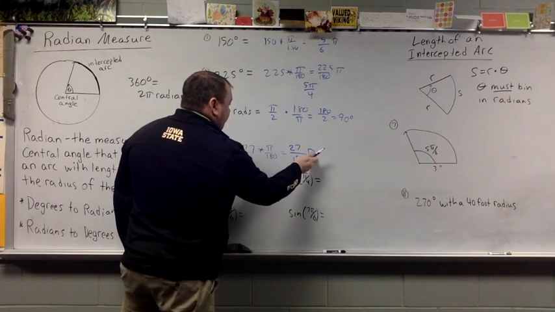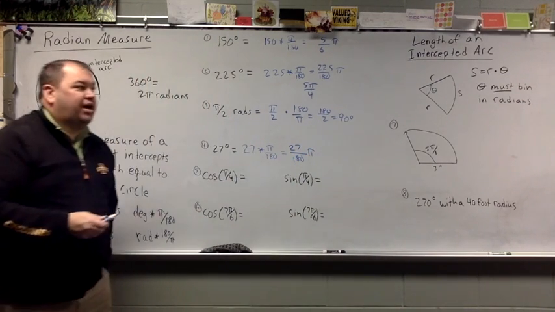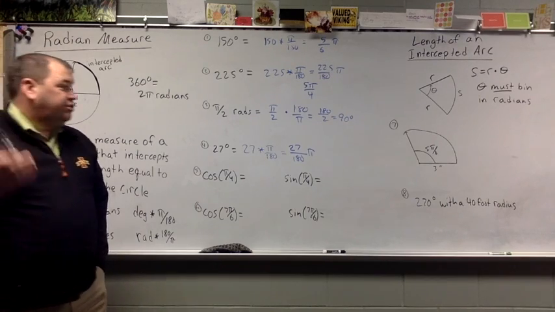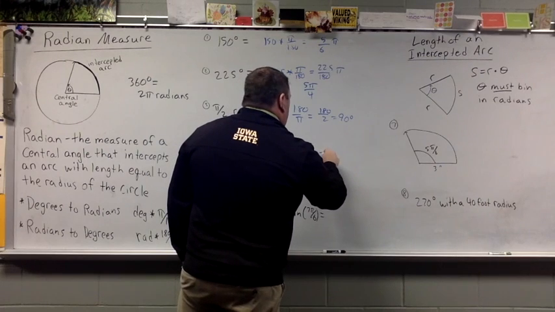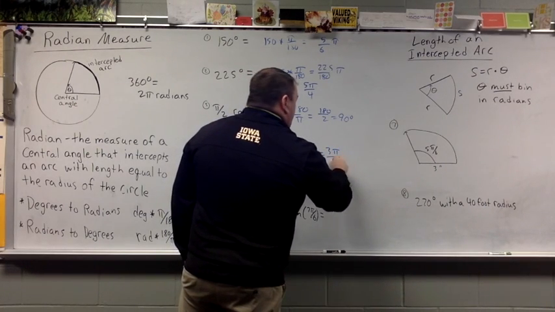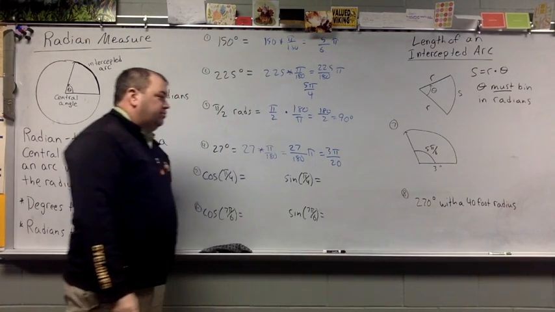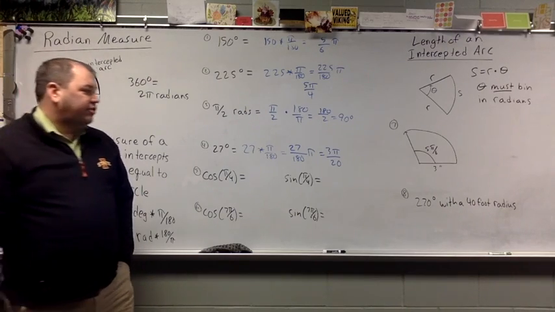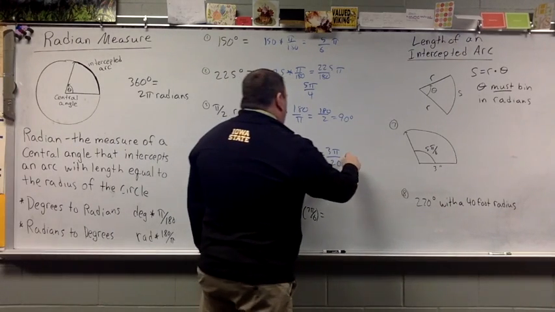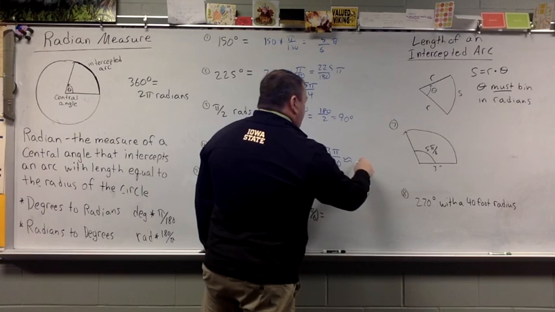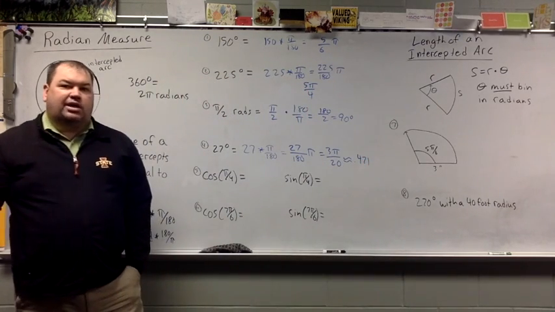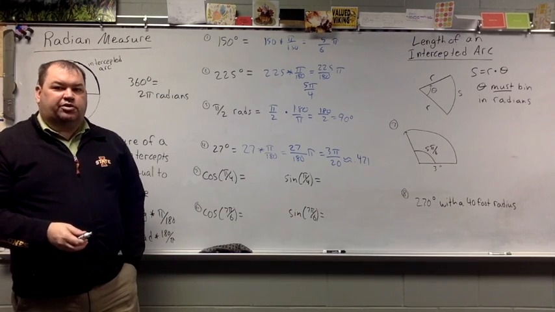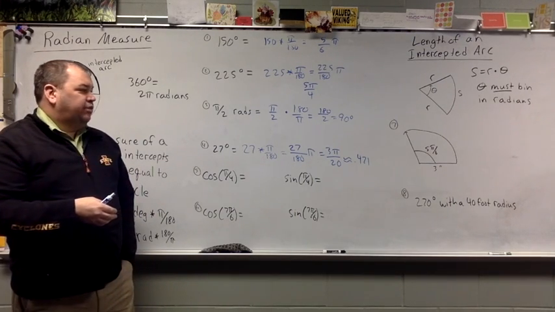The pi can go out front or the pi can go on top, it doesn't matter. And again, we should always try to reduce these. So if I reduce this down, I get 3 pi over 20. Okay, looks like they have a 9 I can take out. If they ask for a rounded answer, which we don't use a lot, but once in a while we will, just go ahead and multiply that out. Take 3 times pi, which should be built into your calculator, divide that by 20.